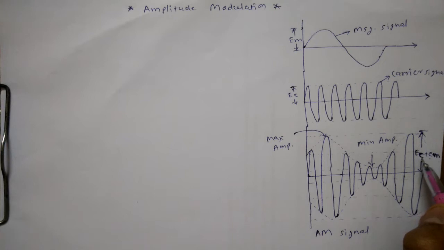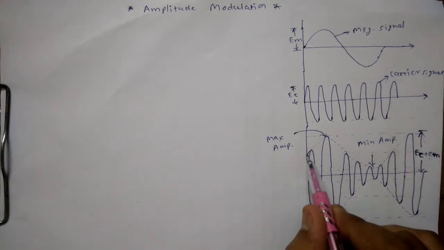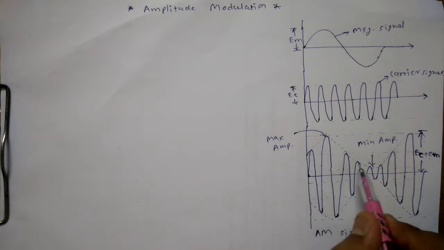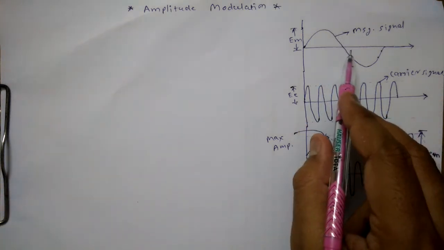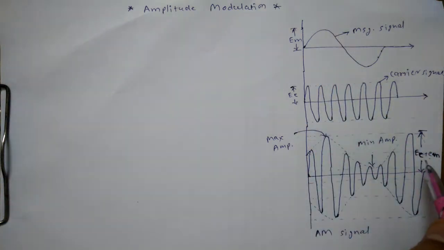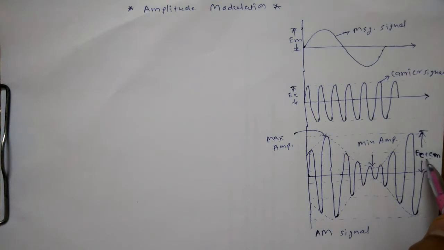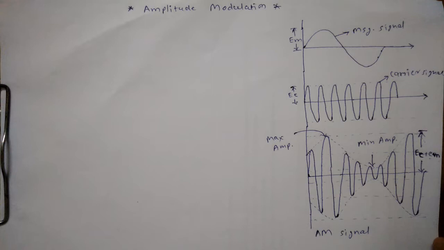Note that this is small em, indicating the instantaneous value of the modulating signal, and this is the maximum amplitude of the carrier signal. It can be understood that this signal is generated by adding or subtracting the instantaneous values of the modulating signal in the carrier signal. That's why I am writing capital EC plus small em. This concept will be illustrated later on when we go into detail on amplitude modulation.